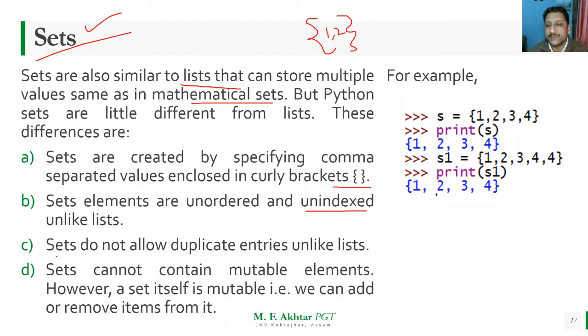Sets do not allow duplicate entries, unlike a list. We cannot put duplicate values, the same value twice in a set. It means that a set must have unique values. All values must be unique, different from other values. But in a list we can put duplicate values.